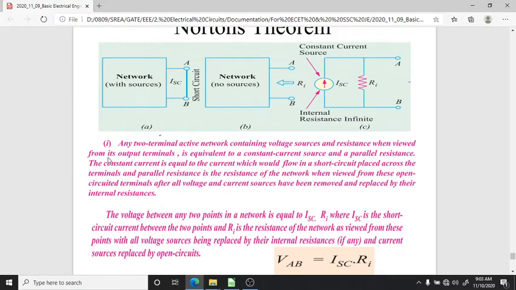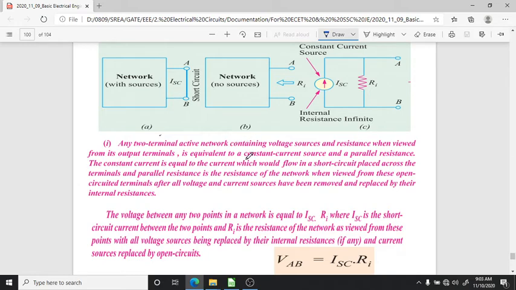What is the definition of Norton's theorem? Any two-terminal active network containing voltage sources and resistance, when viewed from its output terminals, is equivalent to a constant current source and a parallel resistance. The constant current is equal to the current which would flow in a short circuit placed across the terminals, and the parallel resistance is the resistance of the network when viewed from these open-circuited terminals after all the voltage and current sources have been removed and replaced by their internal resistances.